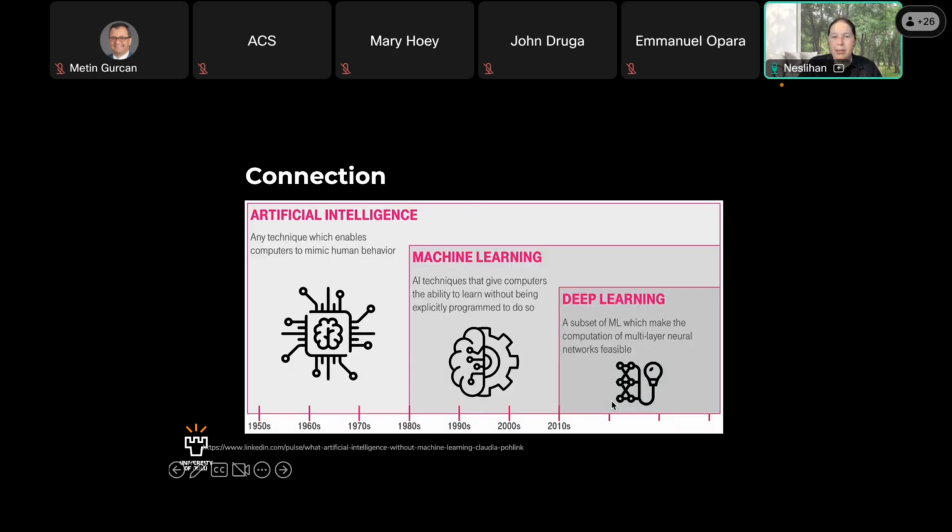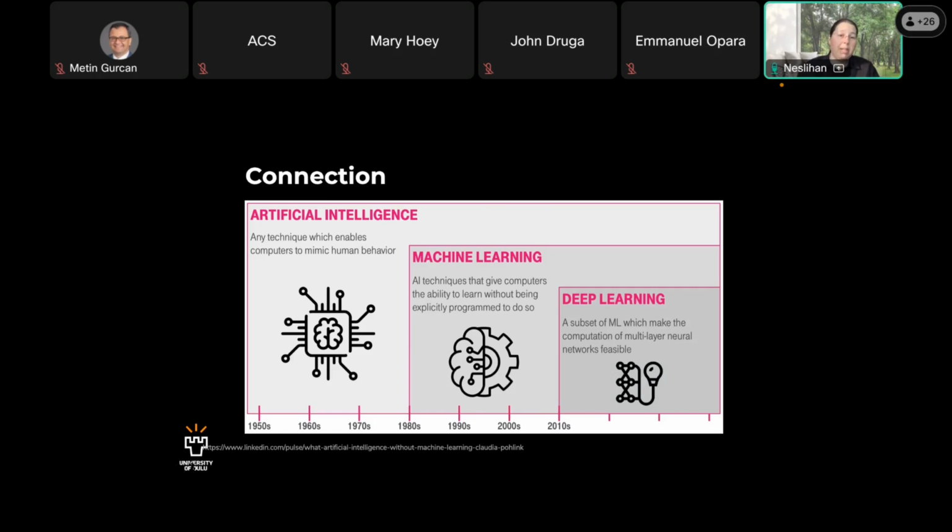You may notice that I use AI and machine learning interchangeably, but this is not entirely correct. Machine learning is a part of AI, but AI doesn't necessarily have to be developed by machine learning. On the other hand, deep learning is a subset of machine learning that uses neural networks.